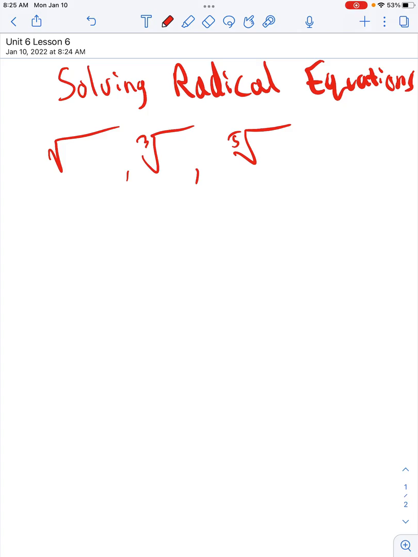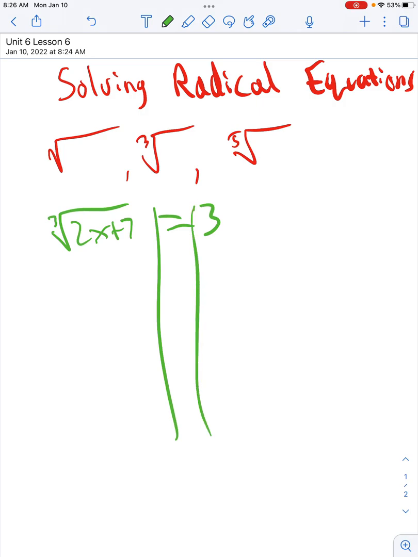Step 1, you want to isolate the radical. Step 2, you want to raise each side to a power to get rid of that. And then step 3, you're going to solve. So first example, let's take the cubed root of 2x plus 7 equals 3.